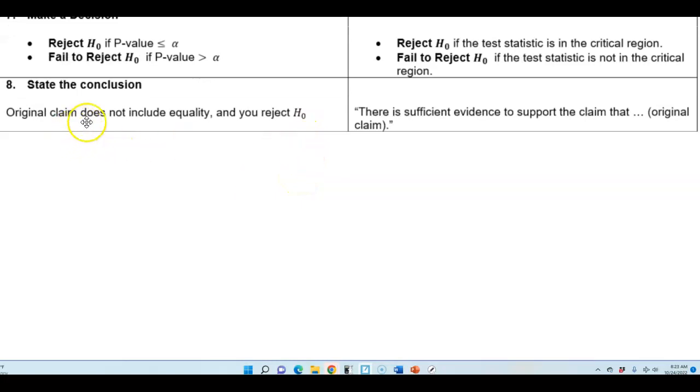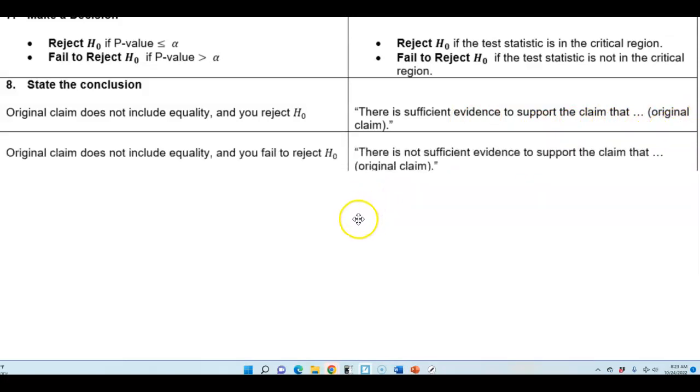So, if the original claim does not include equality and you reject the null, then you would say there is sufficient evidence to support the claim that, and then write the original claim. If the original claim does not include equality and you fail to reject the null hypothesis, then you would state that there is not sufficient evidence to support the claim that, and then rewrite the original claim.